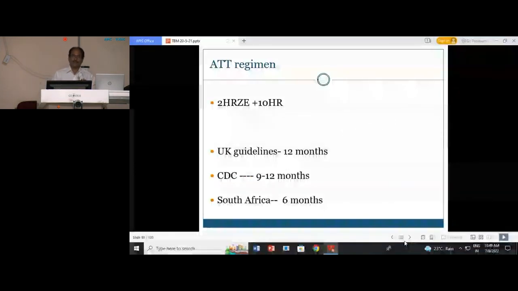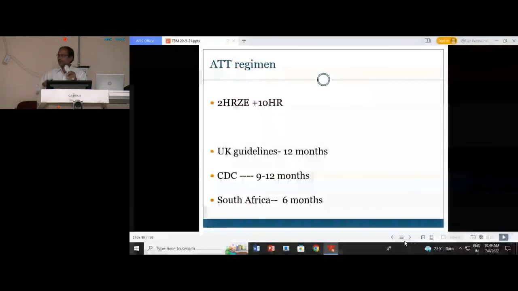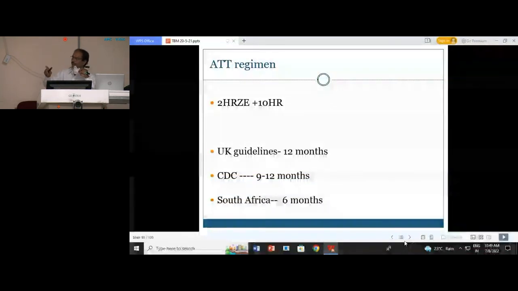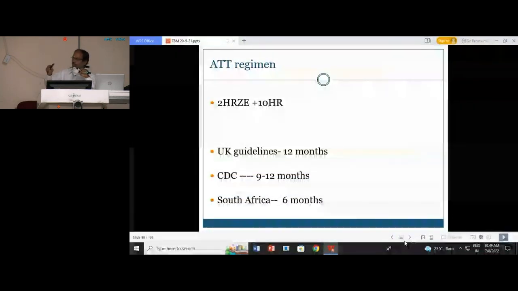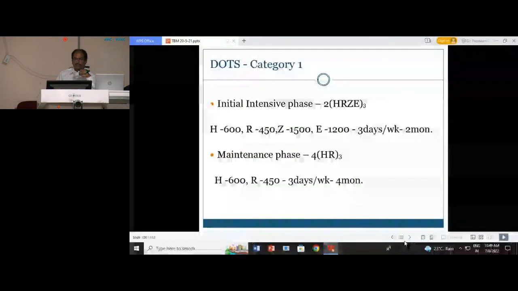For pulmonary tuberculosis, we give all four drugs for 2 months and then two drugs for 4 months. For tuberculous meningitis, or CNS tuberculosis, give treatment for at least 1 year. What we are doing: the first 2 months, all four drugs; next 10 months, only INH and rifampicin. UK guidelines 12 months, CDC 9 to 12 months, South Africa 6 months. The guidelines vary. DOTS, now we are not using DOTS, directly observed treatment strategy, you can skip it.